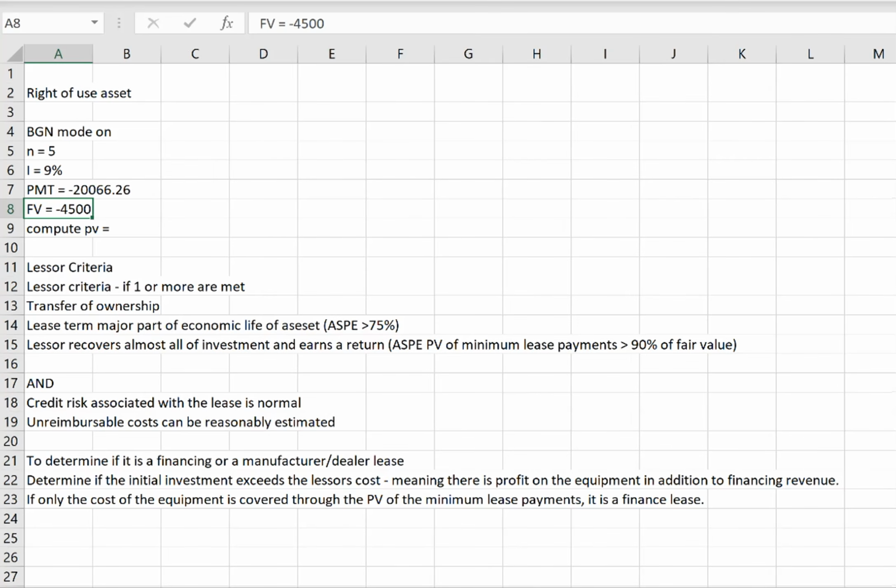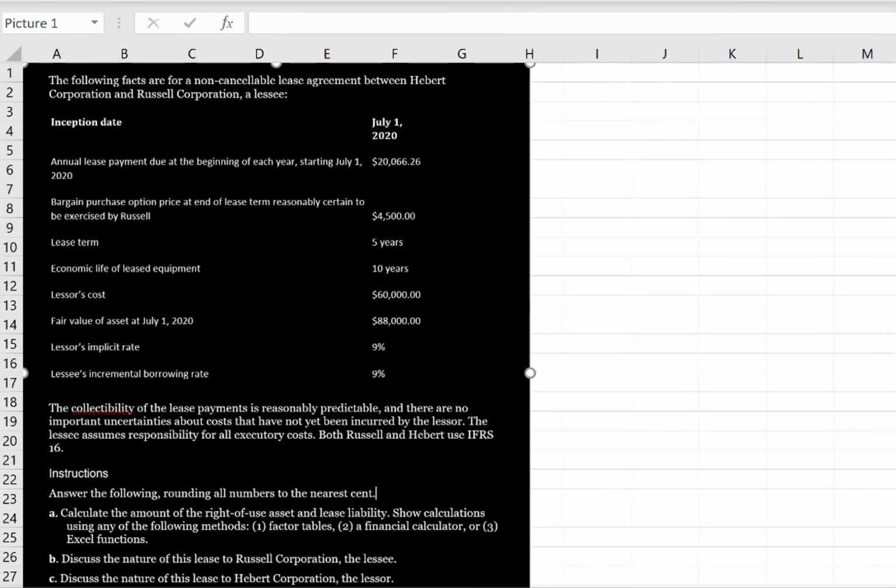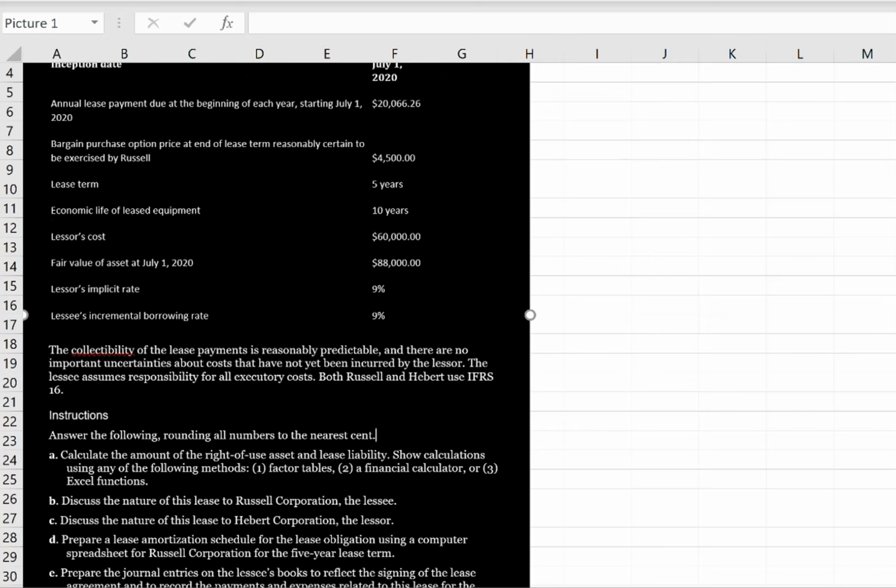So if we put all of these inputs into our financial calculator, and there is a separate video on how to put begin mode on if you're struggling with that, and push compute present value, we're going to get $88,000. So that is the present value of the lease, the minimum lease payments. And that would be the right of use asset and the right of use liability. Discuss the nature of this lease to Russell Corporation. We already did that. We said it's not low value or short term, so it's a right of use methodology lease.